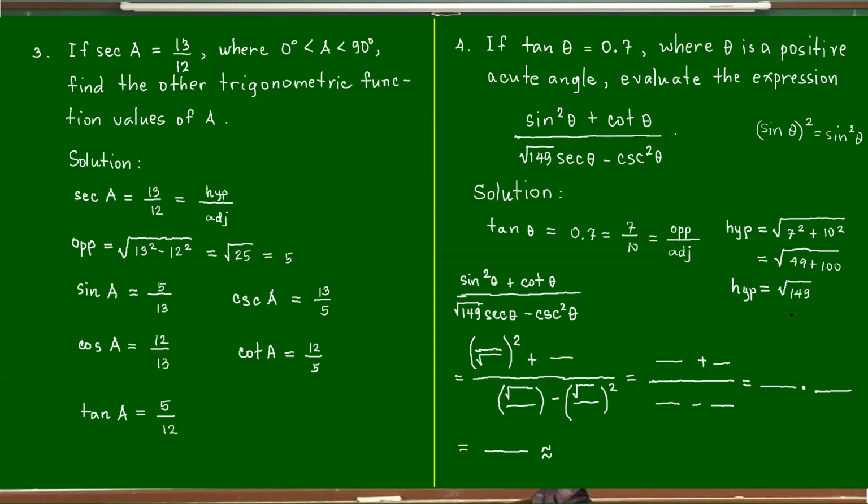This is 49 plus 100. What is 49 plus 100? That is 149. So what's the square root of 149? Baka ilagay nyo 1, 2, 3 ha? Is the square root 1, 2, 3?